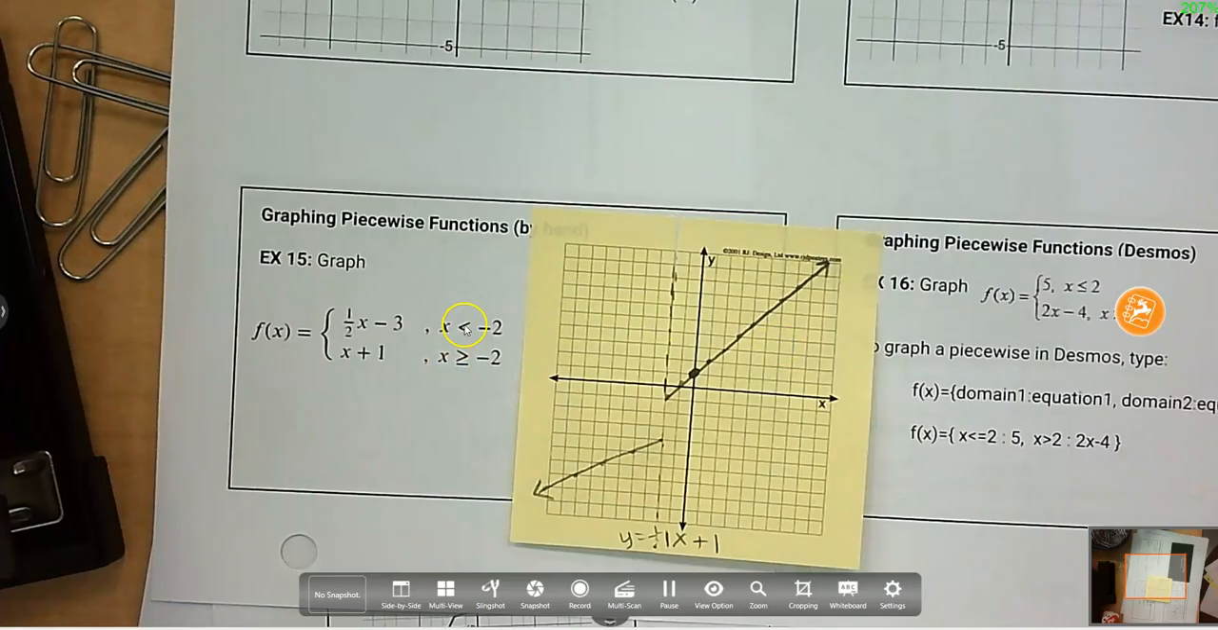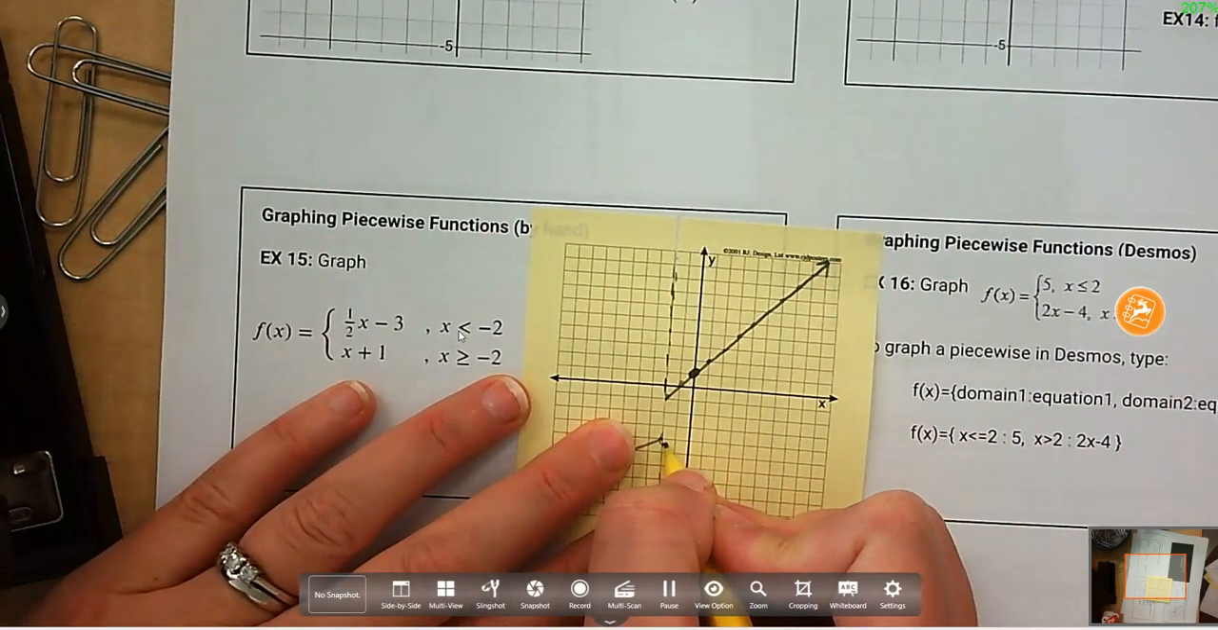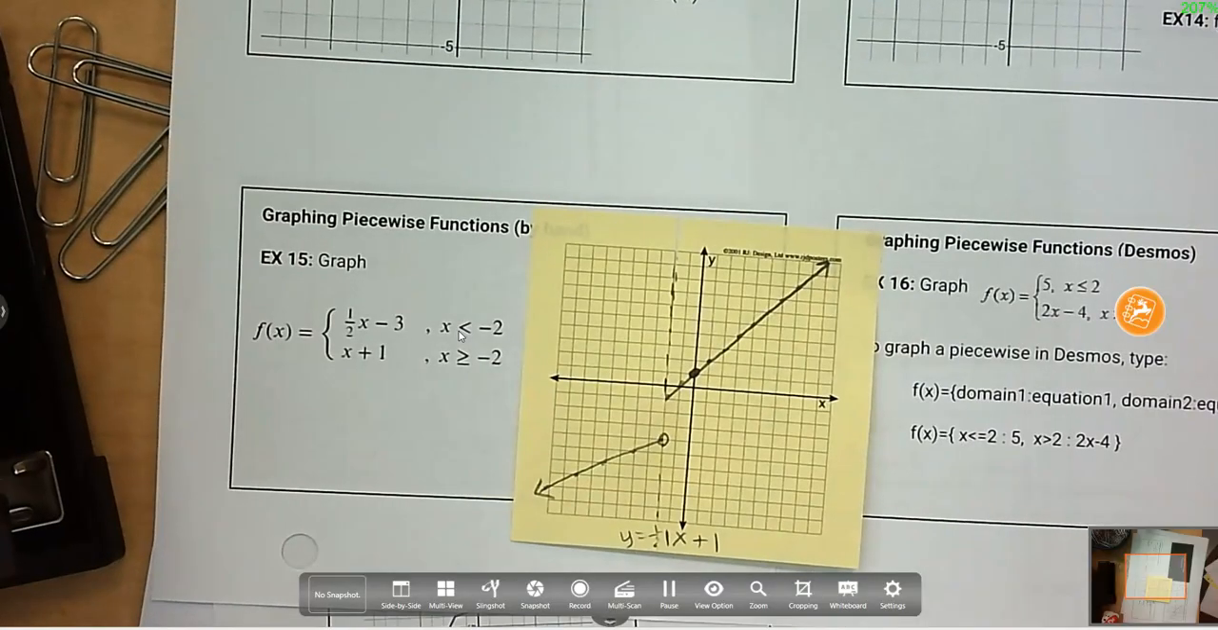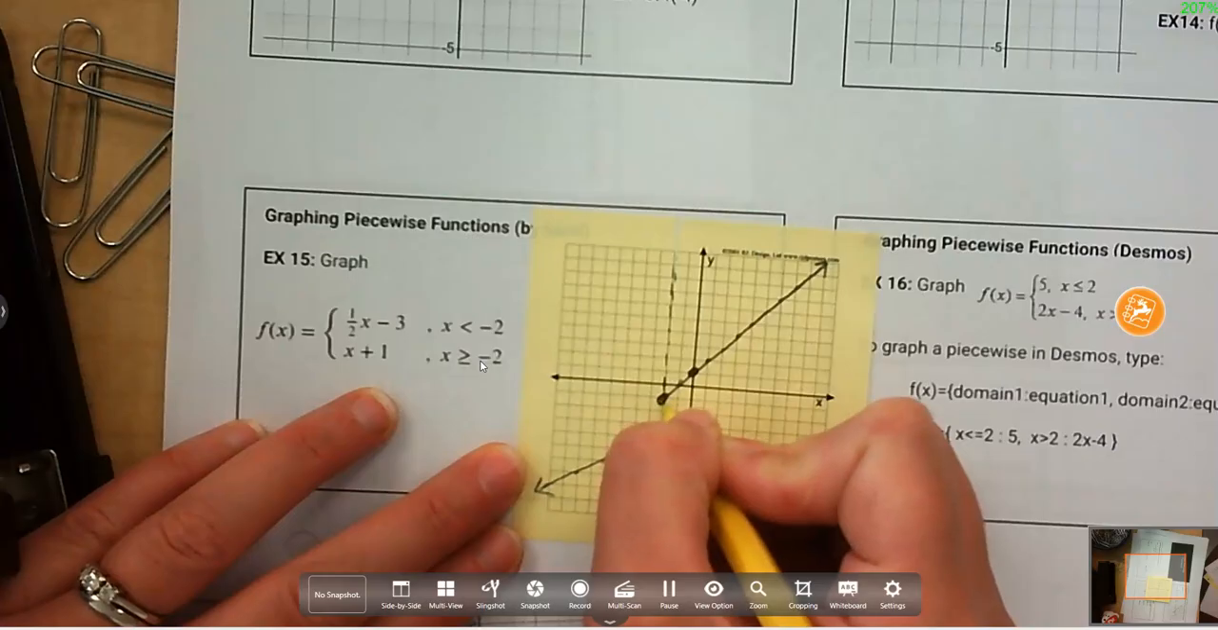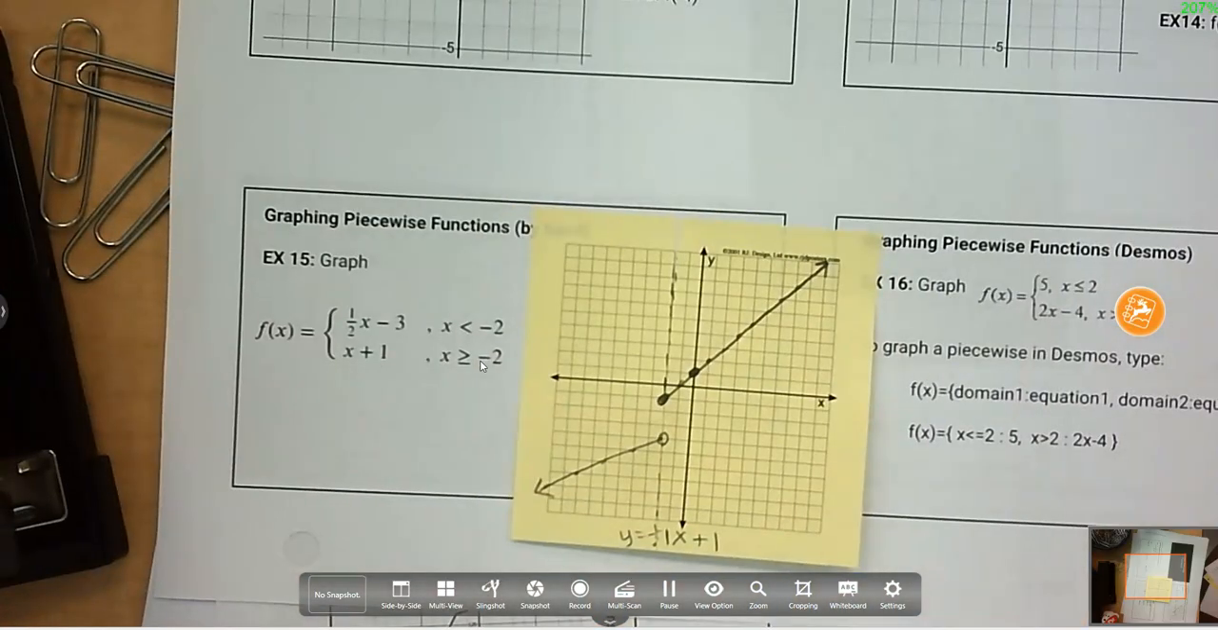Now, this is 1/2 x minus 3 is used for x is less than -2. Do I have an or equal to sign with that one? No. Which means I'm not supposed to include the end point right here. I'm going to make that an open circle because I don't have an or equal to. But for this one, it is an or equal to, so I'm going to make it a closed circle right there.